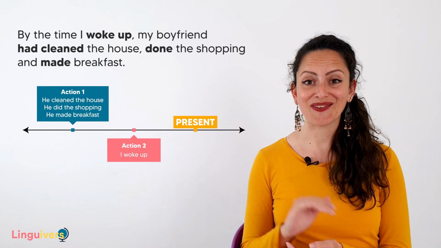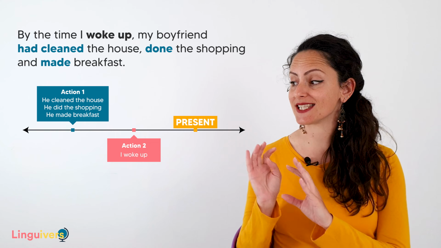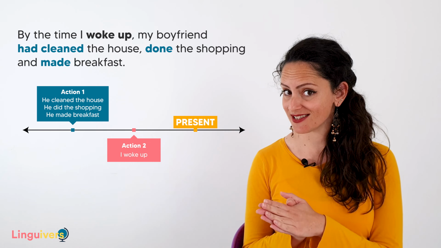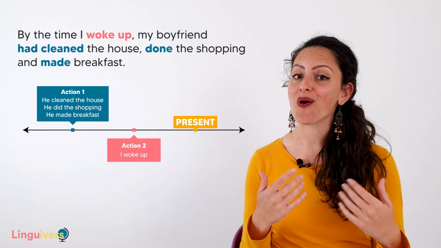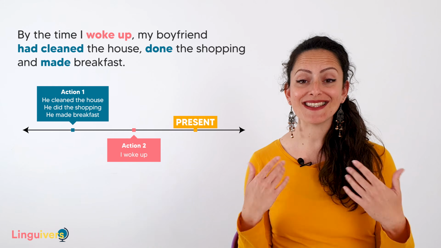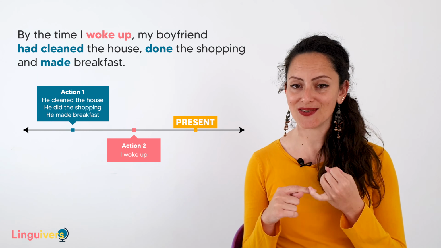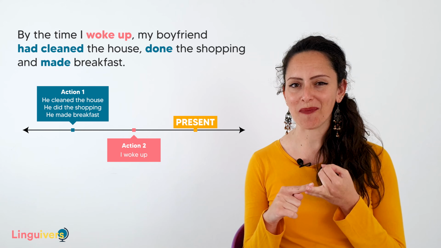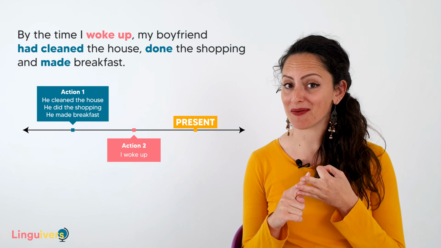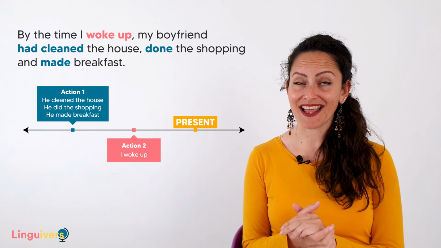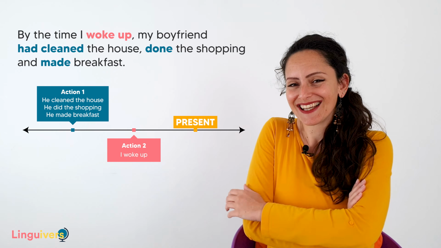In this case, we can see how my boyfriend did all these things for me first, and after that I woke up. So by the time I woke up, my boyfriend had already cleaned the house, had already done the shopping, and had already made my breakfast. Aren't I the luckiest girl on earth? I'm sure that the past perfect is crystal clear for you now.